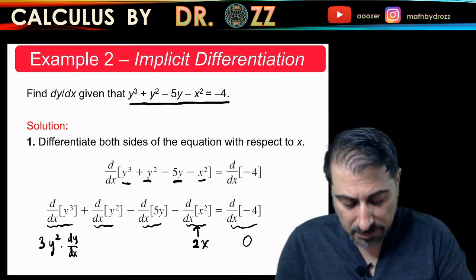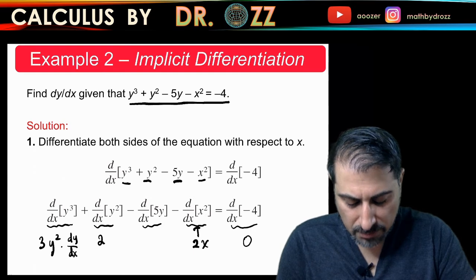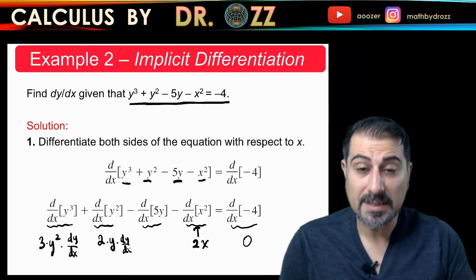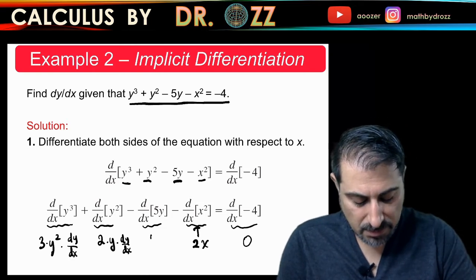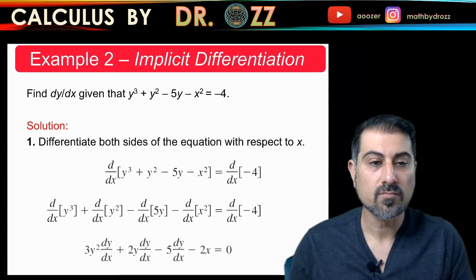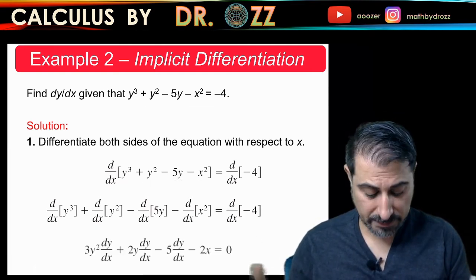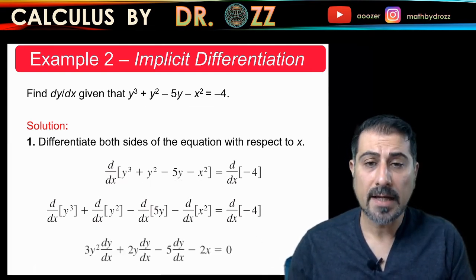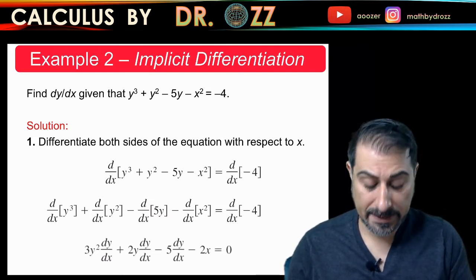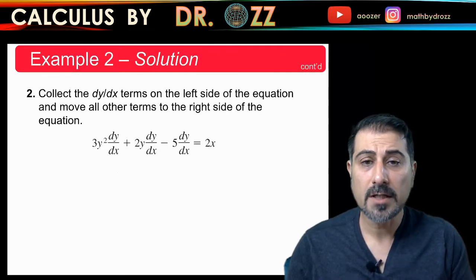And same thing applies here. Let's apply the chain rule. 2 times y times dy over dx. And for this one, it's simply 5 times dy over dx. All right, bringing them all together, this is exactly what we have. And in the next step, we're going to try to collect all the dy over dx terms on one side of the equation. Here we go.